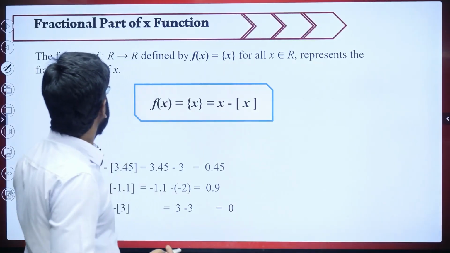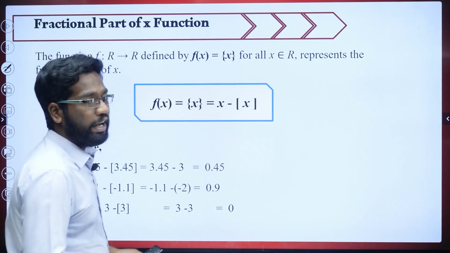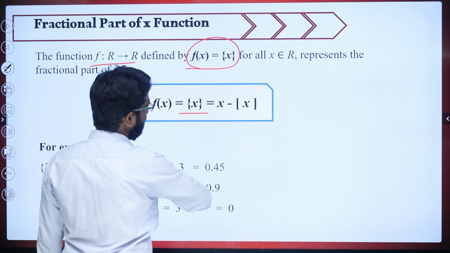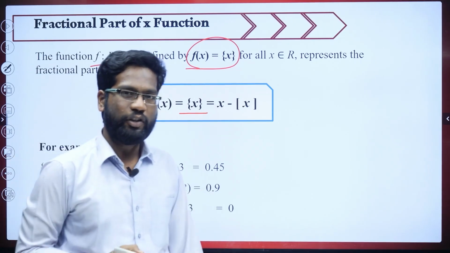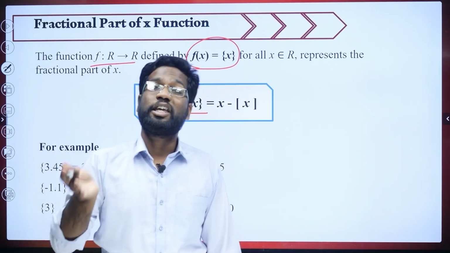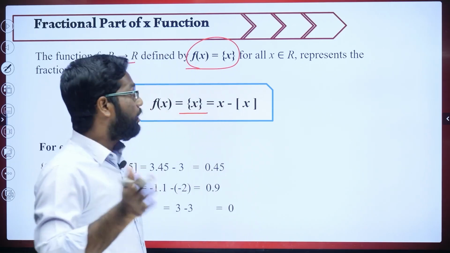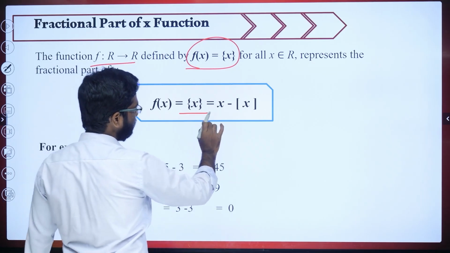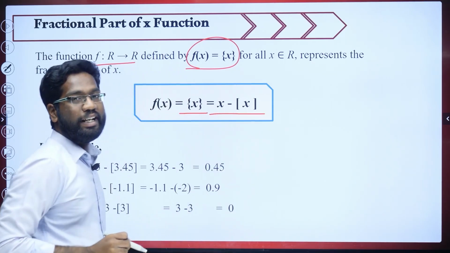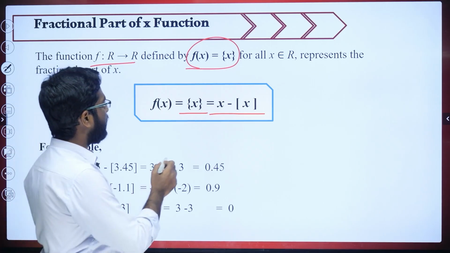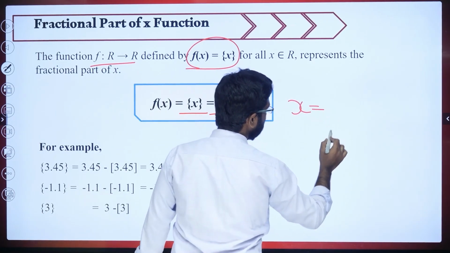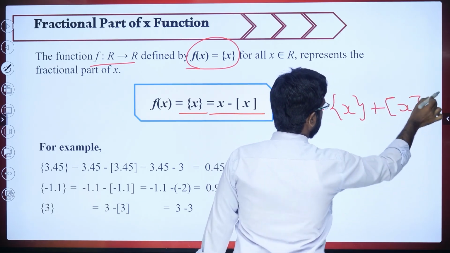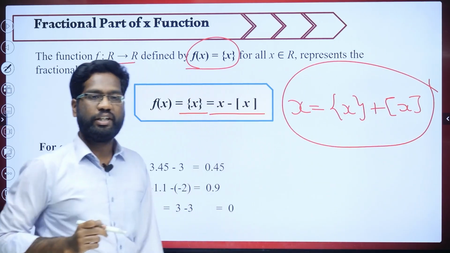So now, fractional part function, my dear students, is defined by f(x) equals {x}. If it is in curly brackets, you have to think that it is the fractional part function. Mostly in the question they will mention it, but even if they don't, you have to understand that it is the fractional part function. We have already seen that it is x minus the greatest integer of x. So we can also write x is equal to the fractional part of x plus the greatest integer of x. So these two values we can take, my dear students.